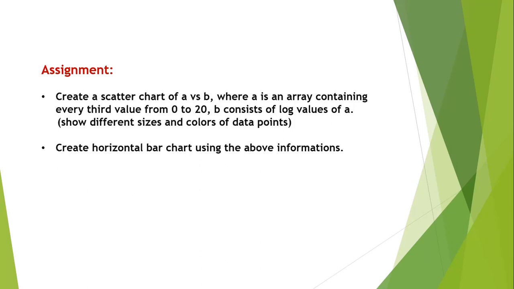The second question is to create a horizontal bar chart using the above information. Whatever values were there in the scatter chart have to be the same, and you also have to leave out every third value here. But now you have to change it into a horizontal bar chart. So use pl.barh and you can plot the data points.